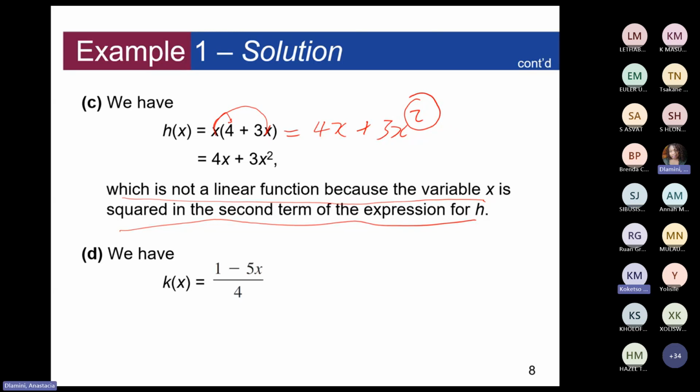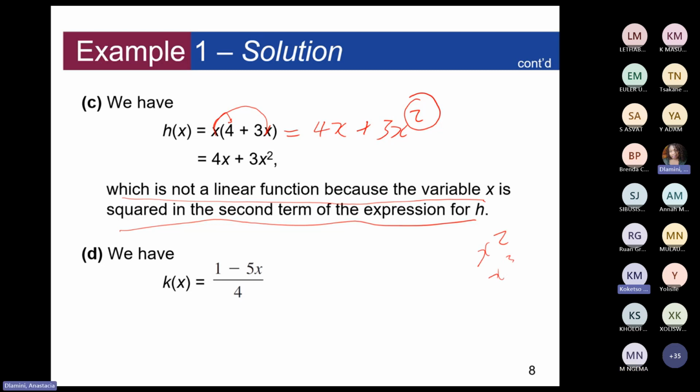Someone said it's not a linear function. Why? Why is it not a linear function? The outcome is a fraction. There are no squares. There's no x squared or x cubed. There you go. So there's no x squared or x cubed, therefore it's a linear function.